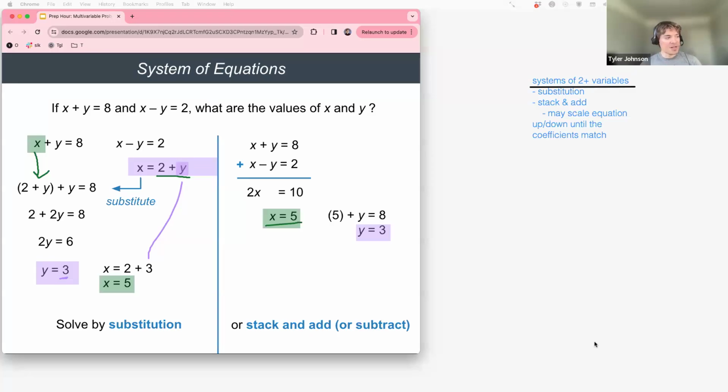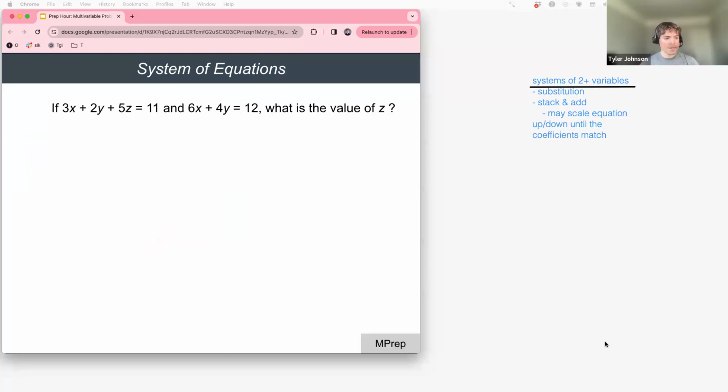Okay, so now that you've seen a couple different techniques you can use on these systems, I want you all to try a problem that's a little more challenging. Check this out. Chat me your values for z when you're done.